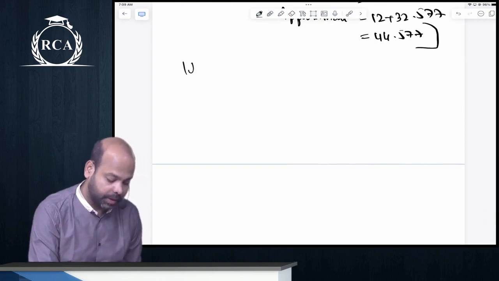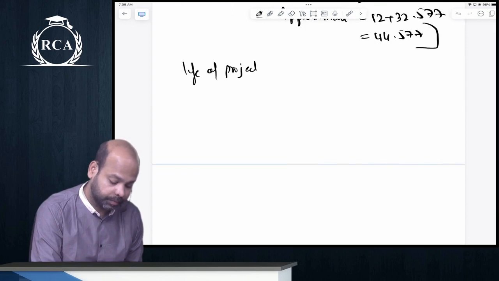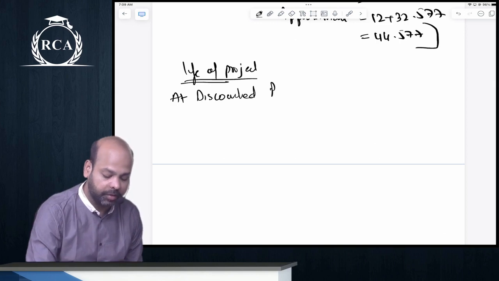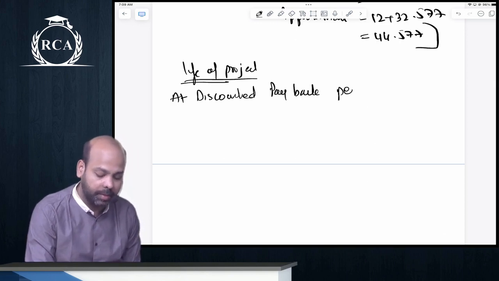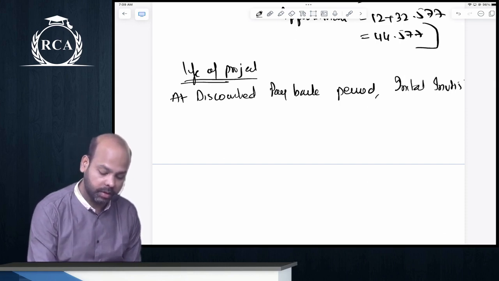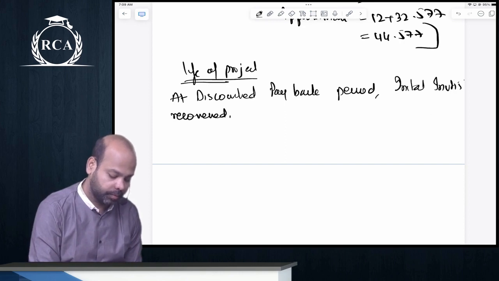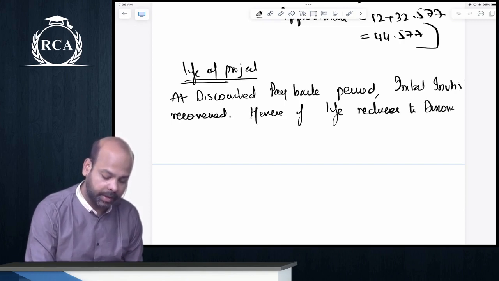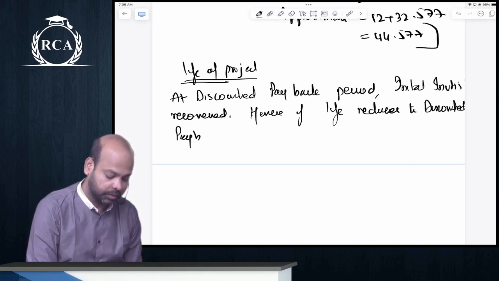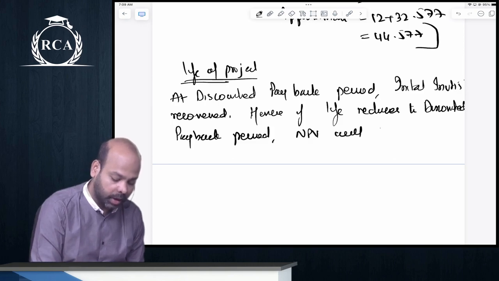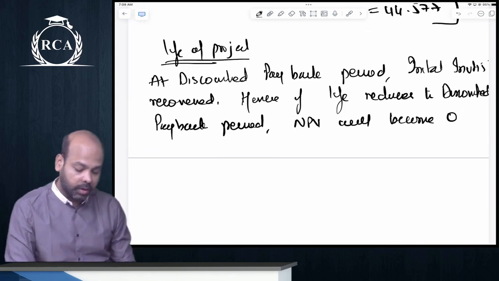For life of the project, beta, write there, guys: for life of the project, what? At discounted payback period, initial investment is recovered. Hence if life reduces to discounted payback period, NPV will become 0. If life reduces to discounted payback period, beta, NPV will become 0. Are we clear about this?